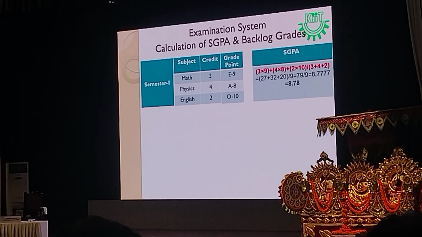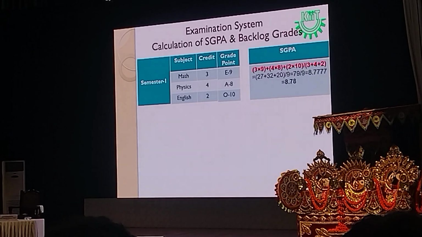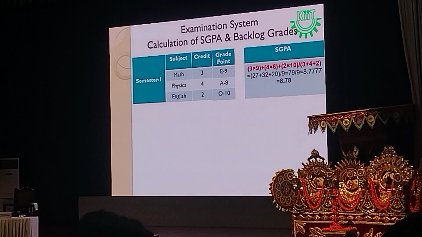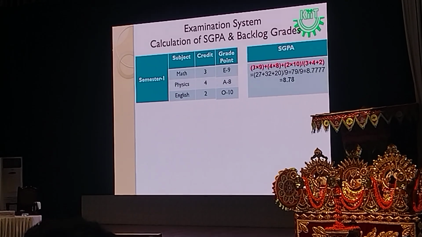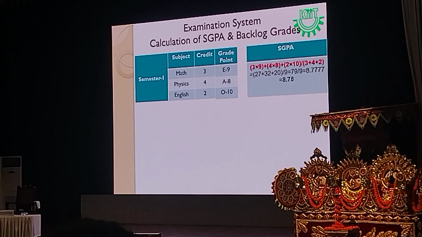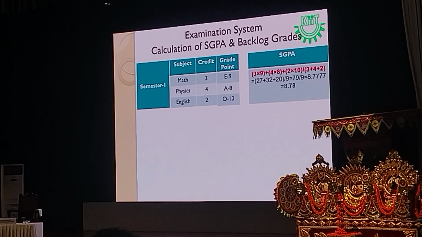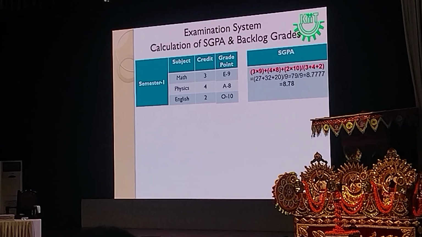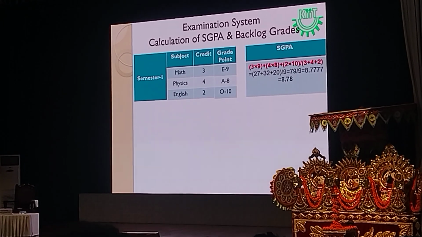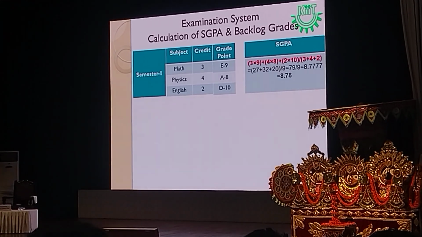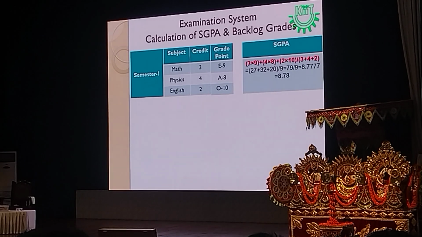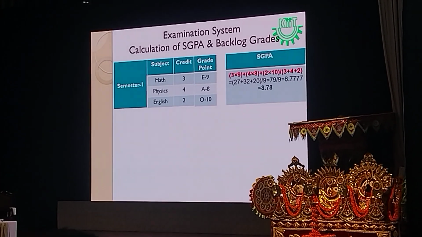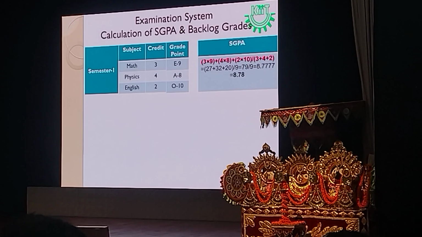For physics, credit is 4 and the student has scored A grade, where the grade point is 8. So it is 4 into 8. Similarly for English, it is 2 into 10, divided by the sum of credits of all the subjects in that semester. So it is 3 plus 4 plus 2, which will come out as 79 by 9, which is 8.7777. But we show only 2 digits after the decimal point, so it will be rounded to 8.78.